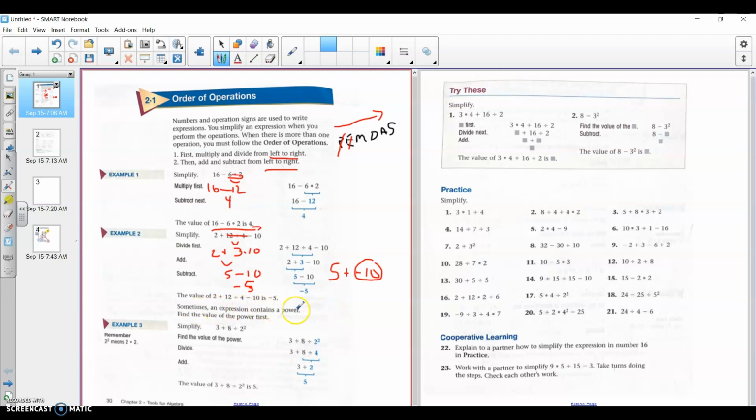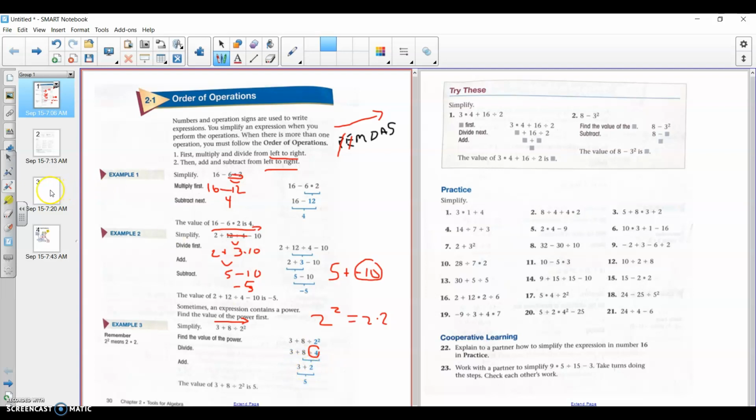Sometimes an expression contains a power. Find the value of the power first. So now they are bringing in the exponent. So no parentheses here. So here we have 3 plus 8 divided by negative 2 squared. Again, going left to right, we know addition is last. Division could go first. However, the exponent needs to go first. And the base is 2, and the exponent is 2. So that tells you that you need 2 sets of 2. 2 times 2 is going to give you this 4 right here. And then you're going to bring down your division, your 8 plus and 3. Then you're going to do division first. 8 divided by 4 gives you 2. Bring down your 3. 3 plus 2 is 5.